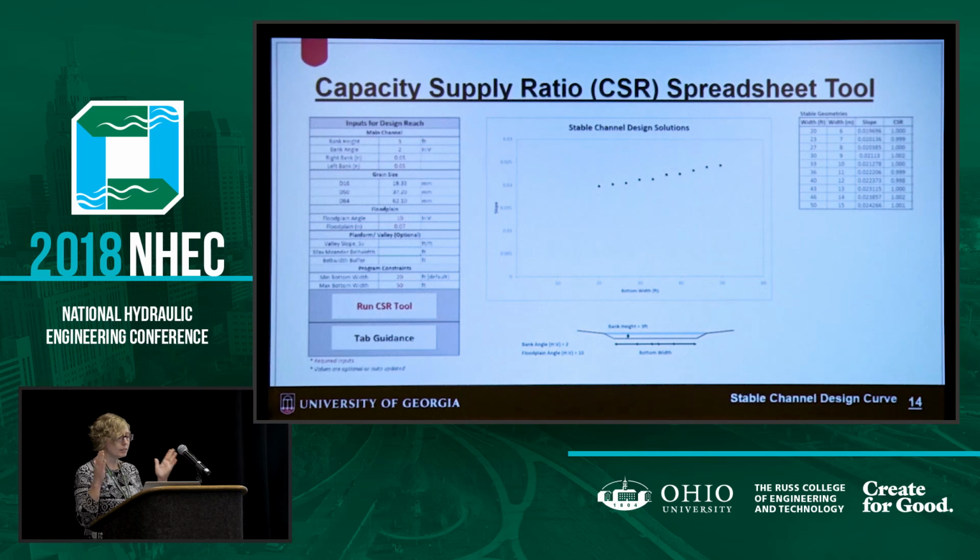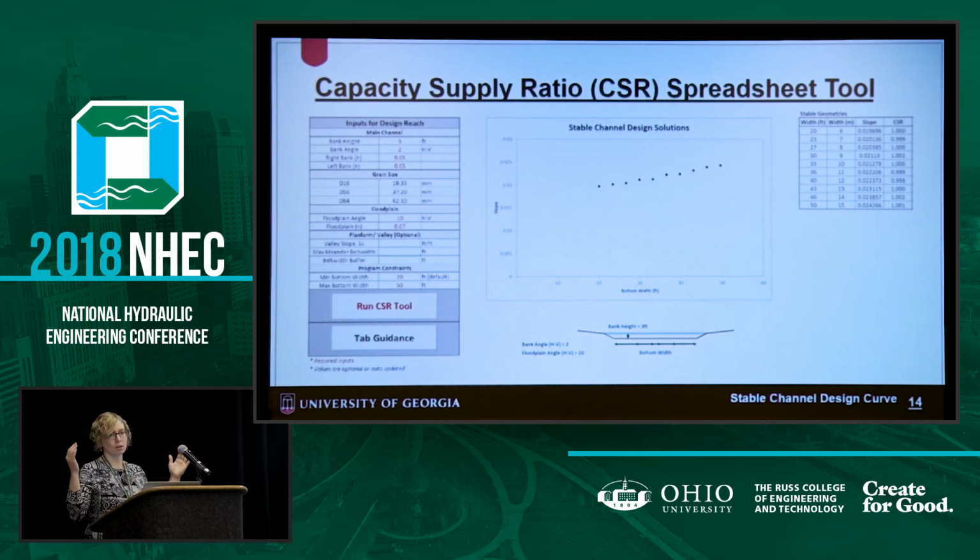You'll have a bank height, the bank angle, your bank roughness, your right and left bank roughness, your floodplain angle, your floodplain roughness. So you'll need that for both your supply and design. For your supply reach, you're going to need your grain size distribution. You will also need your bottom width and your slope. For the design reach, you do not actually enter a bottom width and a slope.